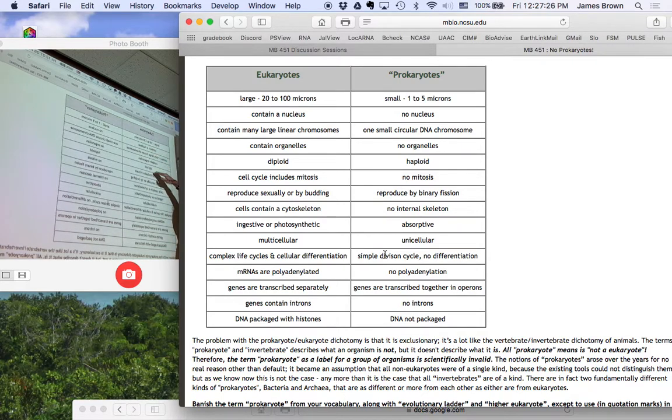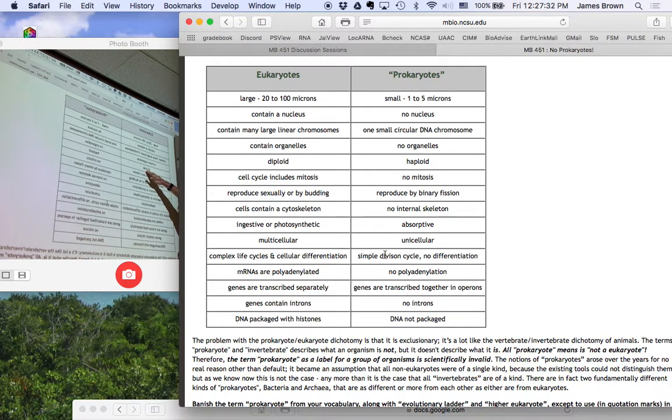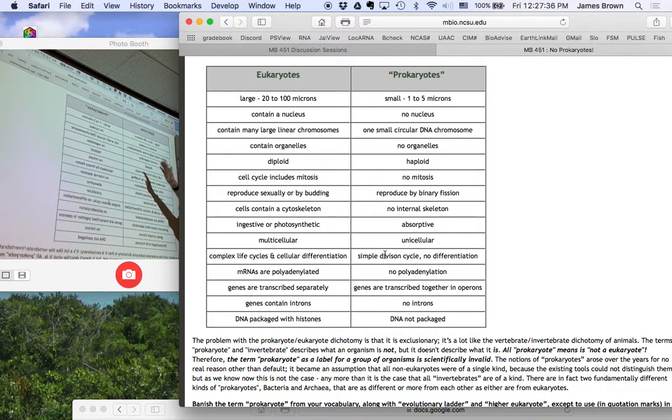Organelles, give me a break. Diploid, haploid, this is totally false. Many, many, many of what people call protists and fungi are haploid rather than diploid. Sometimes they're haploid in part of their life cycle, sometimes most of it. I don't even know what haploid means in a bacterium.